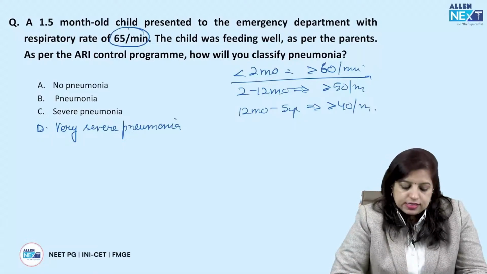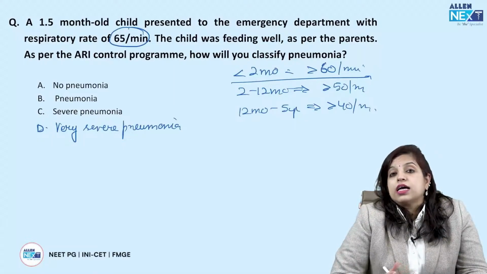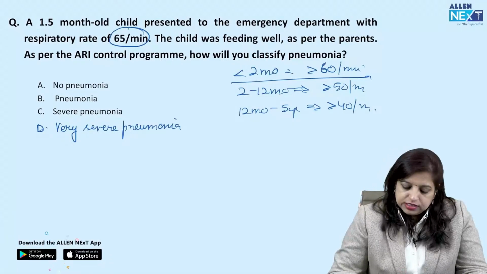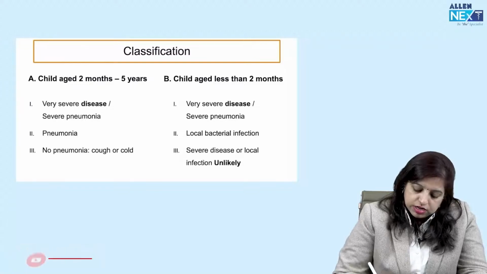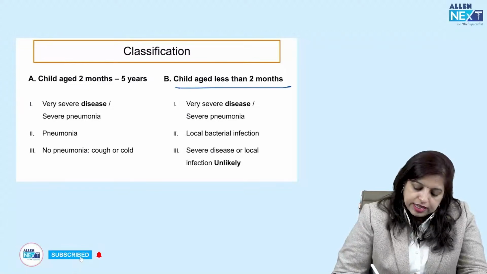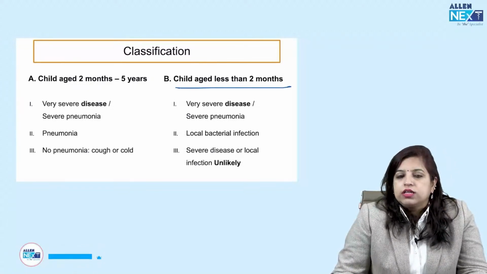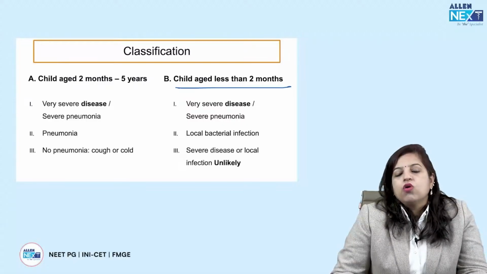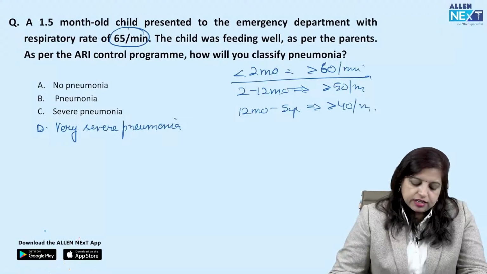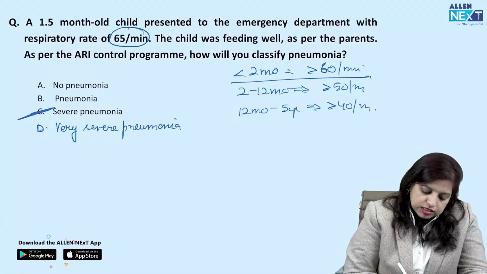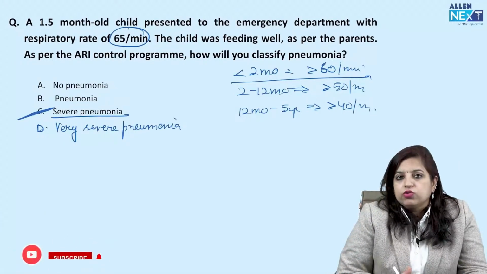For children less than 2 months, the classification is somewhat different. Please remember this. So we go to the classification straight away. For children aged less than 2 months, there is nothing as pneumonia. There is either severe pneumonia or very severe disease. So this child straight away comes in the category of severe pneumonia. This will be the answer for you, right?